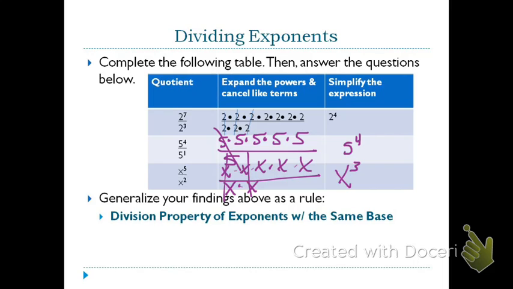So what's the rule we can make about this? Let's use our same variables as before. If we have any number to a power divided by the same base to another power, or exponent, it's equal to that same base to the power of the subtraction of the two exponents we started with. So there's our rule. The division property says if the bases of two numbers are the same, you subtract their exponents.